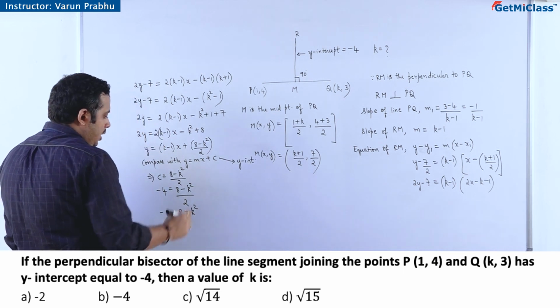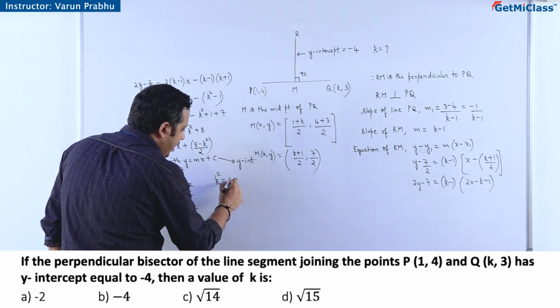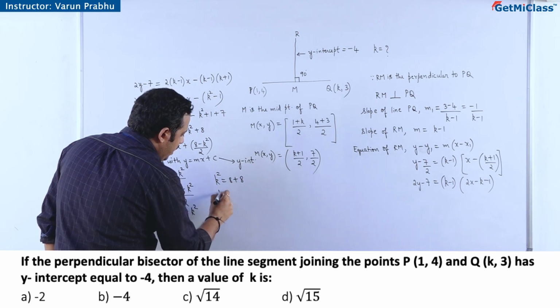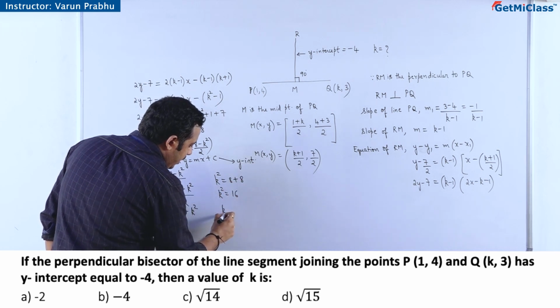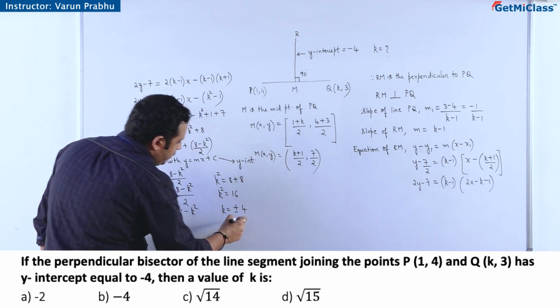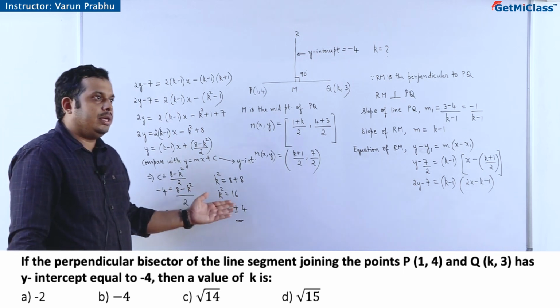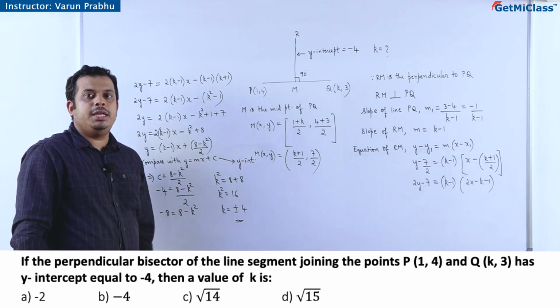Correct? So your answer for k square will be equal to 8 plus 8, so k square is equal to 16. So your value of k will be plus or minus 4. If you look at the options, you can see one option there, plus 4. So that will be the answer to the question.